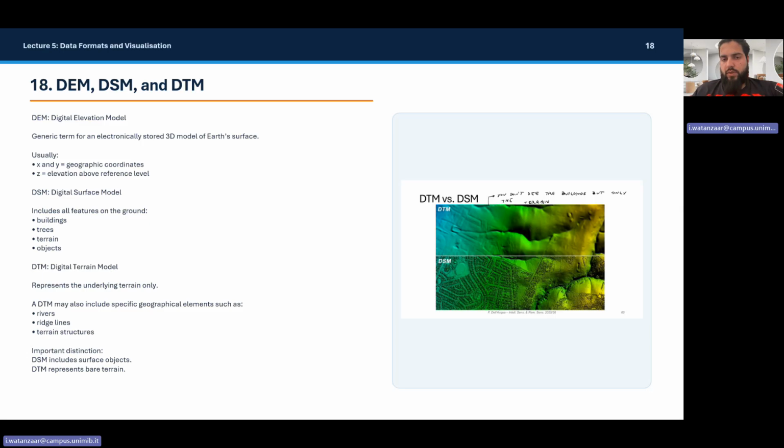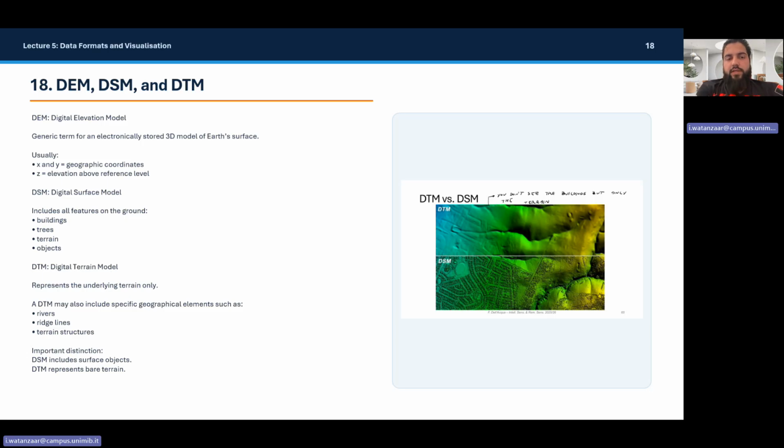And all of them are using DTM, DSM, and DEM, the vector data. If you see the digital surface model, the things as comparisons to the DTM is much clearer and visible. The digital surface model includes all the features on the ground, starting from the buildings, trees, terrains, and objects. So this is exactly what we are representing with the digital surface model.